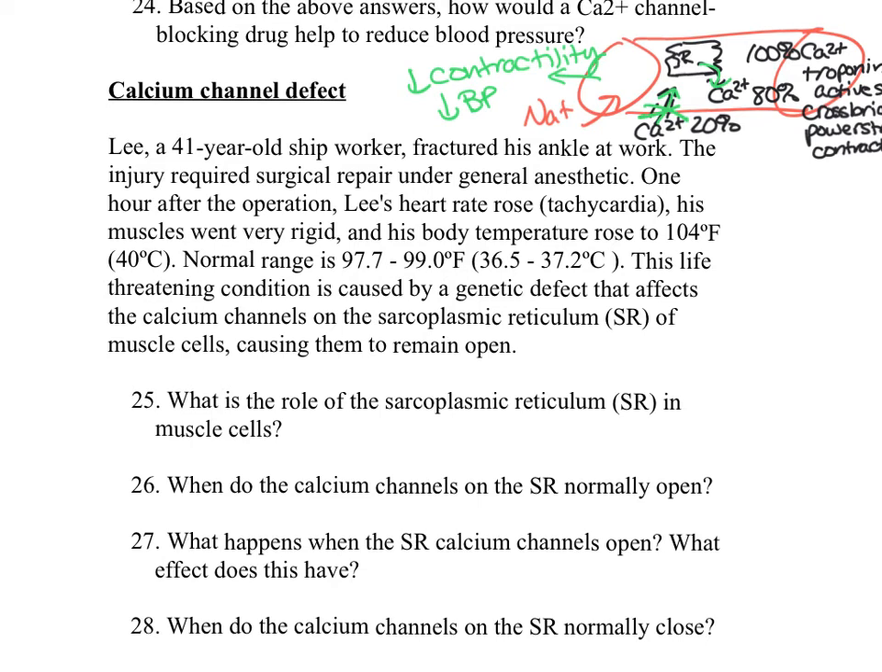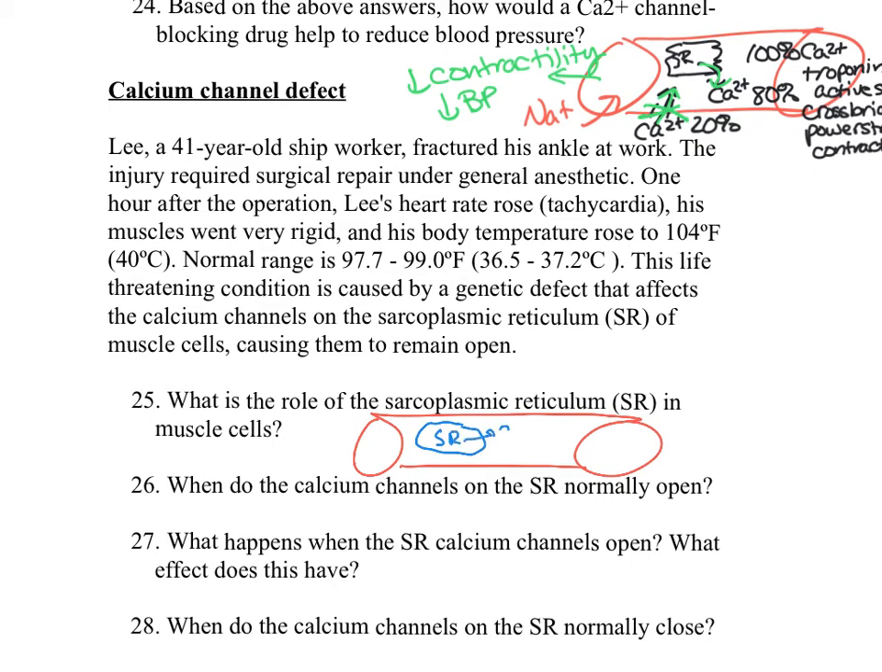It's caused by a genetic defect that affects the calcium channels on the sarcoplasmic reticulum of the muscle cells, causing them to remain open. So question number 25 is, what is the role of the SR in muscle cells? Well, the sarcoplasmic reticulum is that intracellular organelle that stores calcium. And when it releases into the cytosol of the cell, it will start that muscle contraction by binding to troponin.